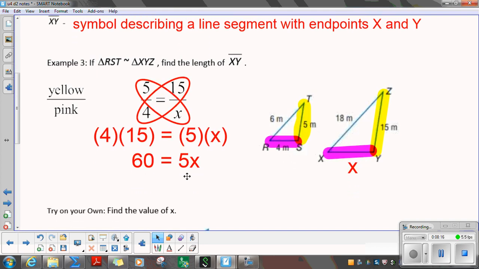And then I divide everything by 5 because I want to get x by itself. So I get x is equal to 12, and since all of these are labeled with an m, meaning meters, I'm going to label my 12 with meters as well. Okay?